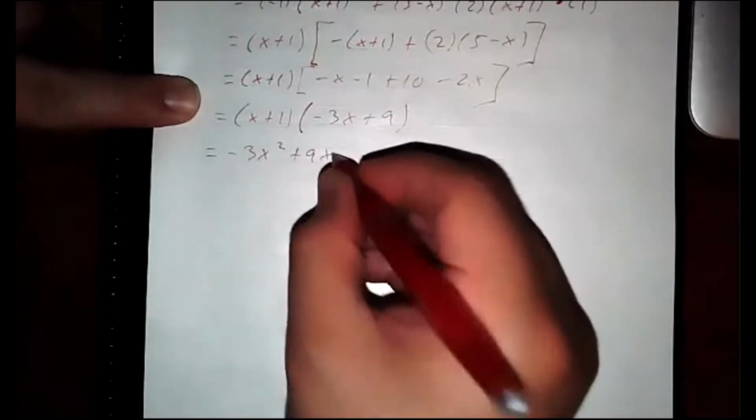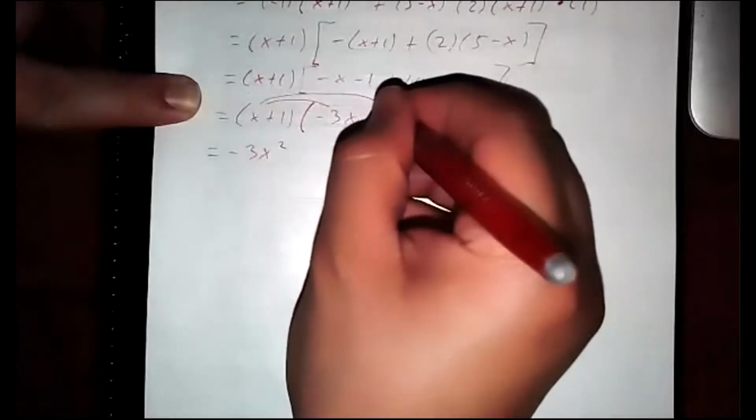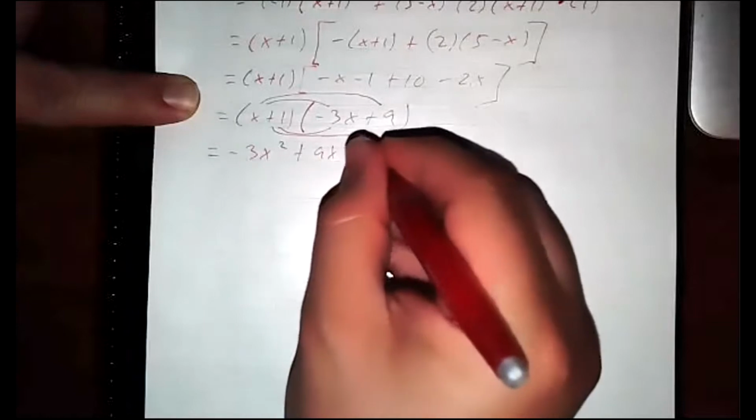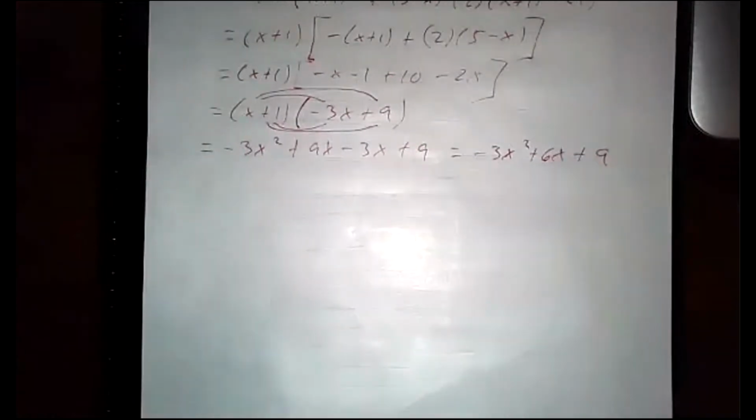If you multiply all this out, you should get negative 3x squared plus 9x. Let me do it correctly. x times that. x times this. 1 times this. 1 times that. So finally, we get negative 3x squared plus 6x plus 9, right?